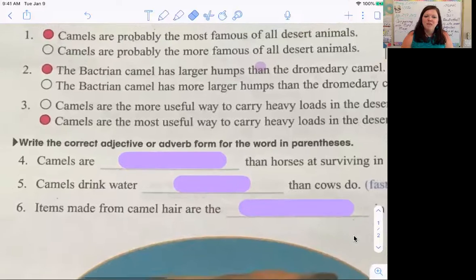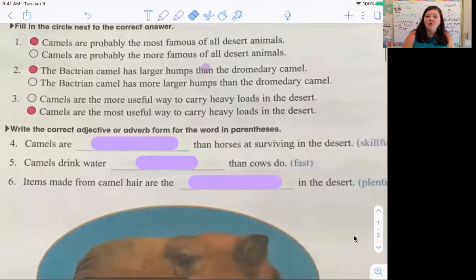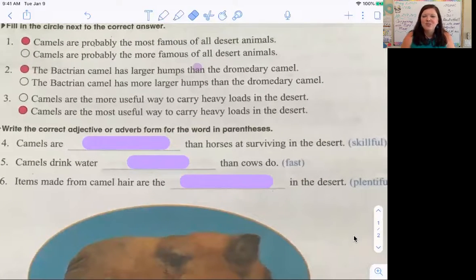Number 4. Write the correct adjective or adverb form of the word in parentheses. The word that we're using here is skillful. Camels are blank than horses at surviving in the desert. Did you see that clue word there? Than tells us that we're talking about 2 items. What were the 2 items that we were comparing here? A horse and a camel. 2 animals are being compared. When you're comparing 2 animals, what word will you put out in front if you're dealing with a longer word like skillful?